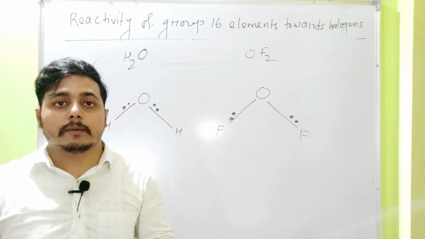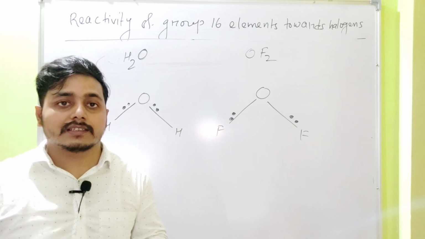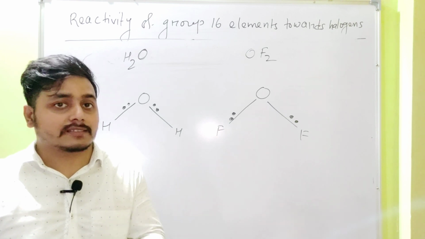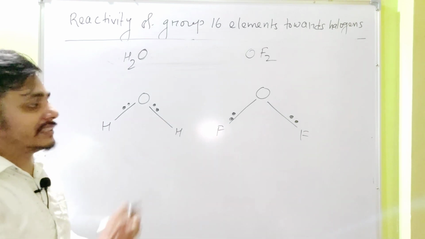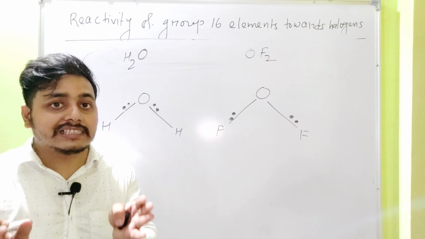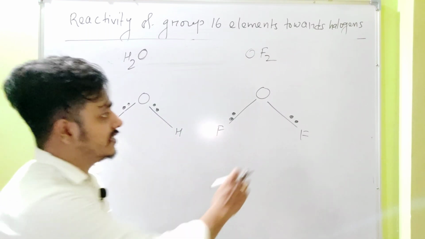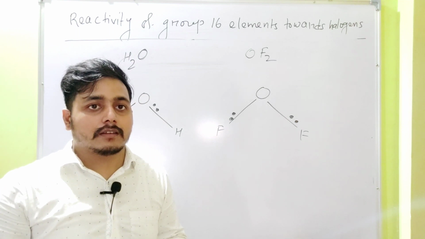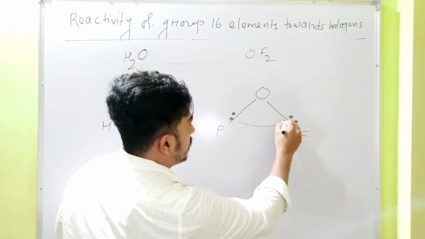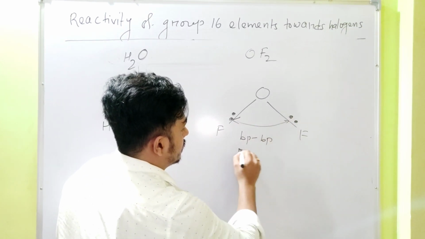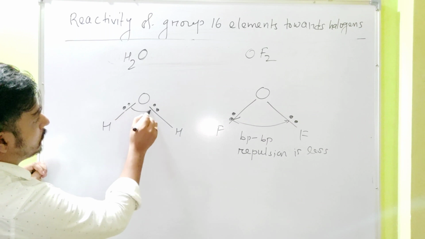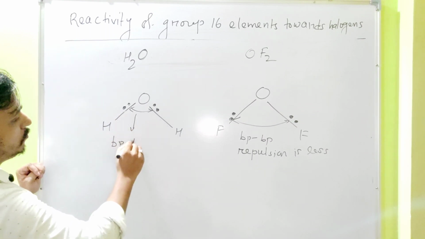So, in which case is bond pair repulsion supposed to be more pronounced? Definitely here, because these two bond pairs are closer to each other. In this case, these two bond pairs are away from each other. Therefore, bond pair repulsion is less. Here, bond pair repulsion is more.